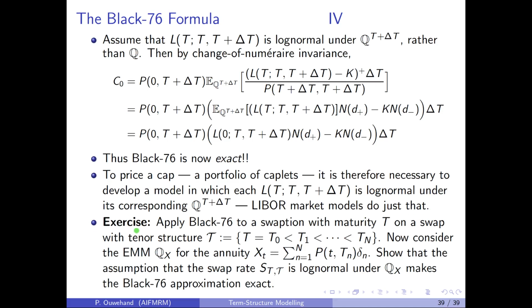As an exercise, you will apply the Black 76 formula to a swaption, and you will then show that this approximation becomes exact if we assume that the swap rate is log normal not under the risk neutral measure, but under the equivalent martingale measure for the associated annuity.